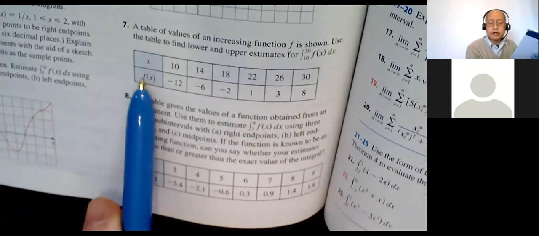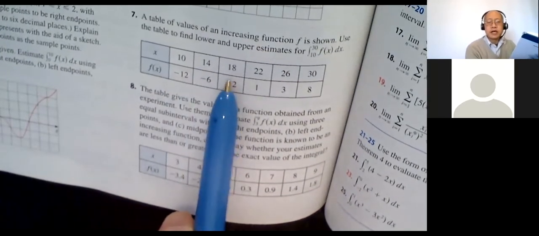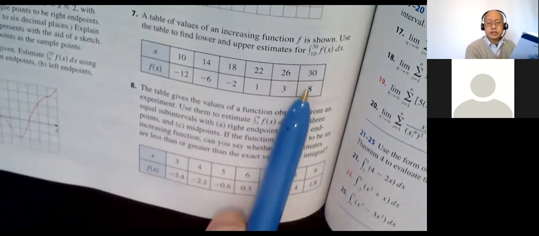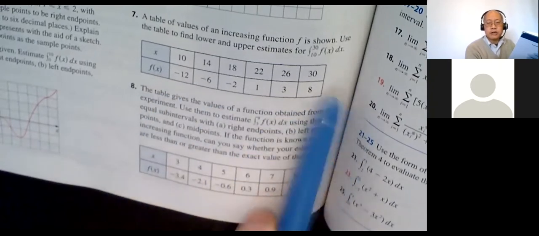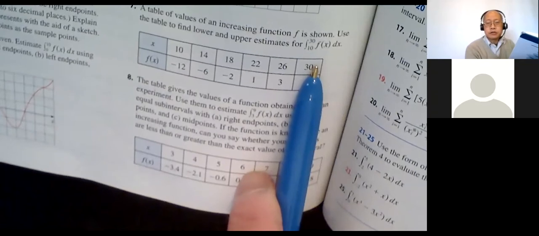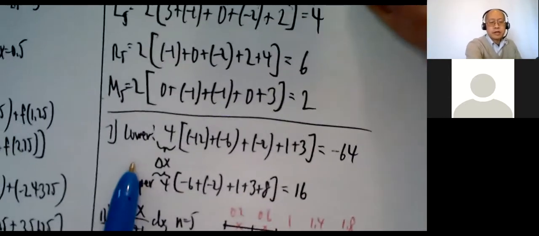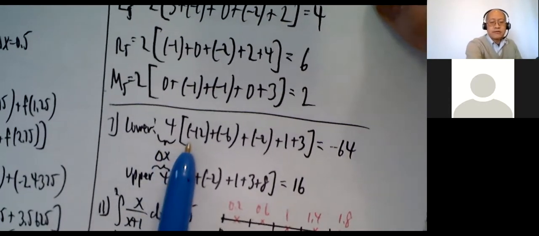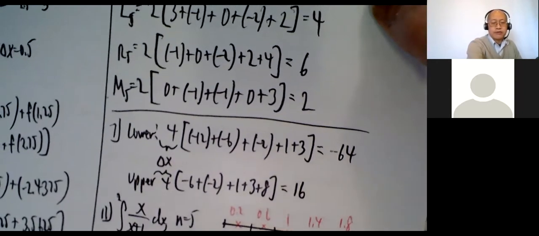So I simply take 4 times on each pair, 10 to 14, 14 to 18, 18 to 22, 22 to 26, 26 to 30. I take the smaller number. So it's 4 times the sum of all of these, not counting the 8, because 8's not going to be a lower estimate. So it's 4 times the sum of -12, -6, -2, 1, and 3. So lower sum is delta x times the left endpoints, -12, -6, -2, 1, and 3. Comes out to be -64.